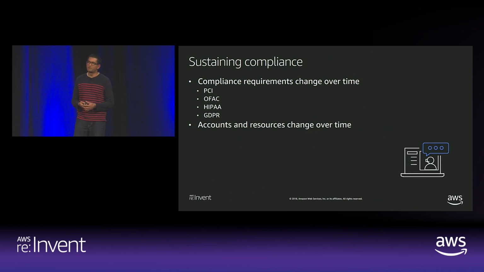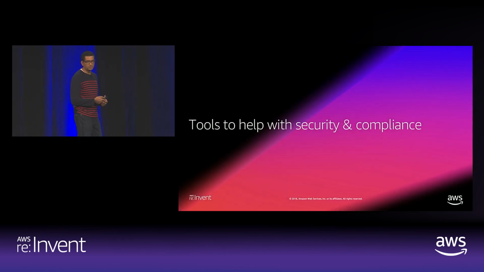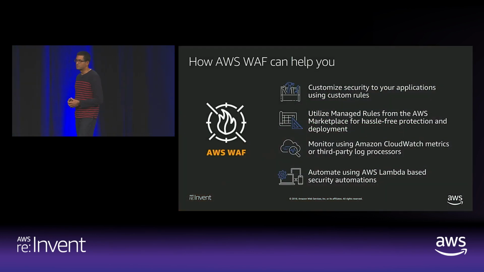And also, when you have lots of applications distributed across multiple accounts, how do you make sure that all of the accounts, the new accounts that may get created, all of your resources and applications, which may change over time, can stay in compliance? So some of the tools that we have to help with the security and compliance aspects of your applications. The first one is AWS WAF.